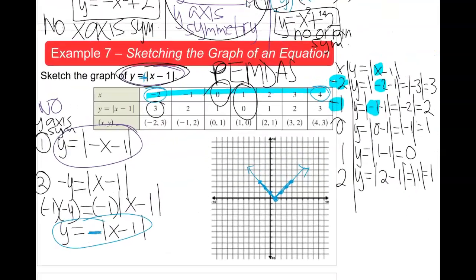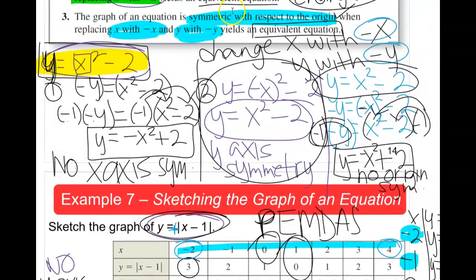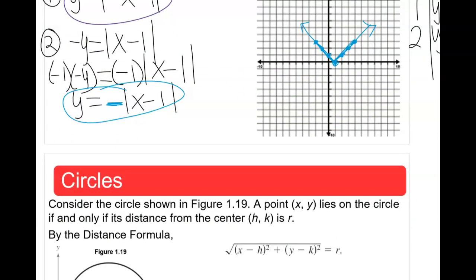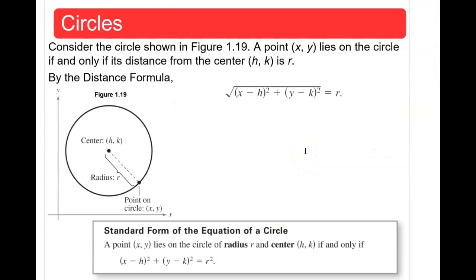So there we have it, the sketch of the graph. Now let's move on to our next slide. And now we're going to go ahead and work with the equation of the circle.